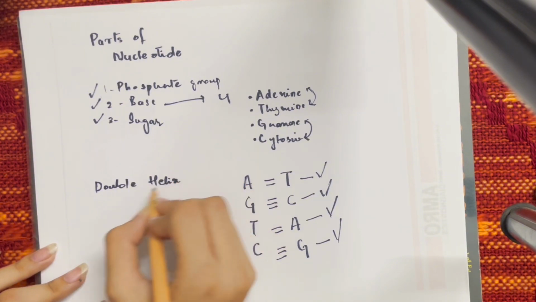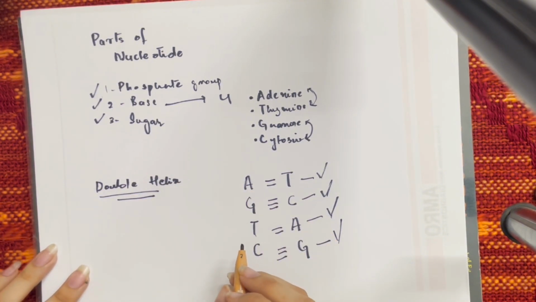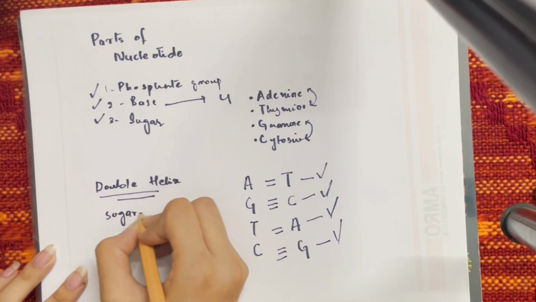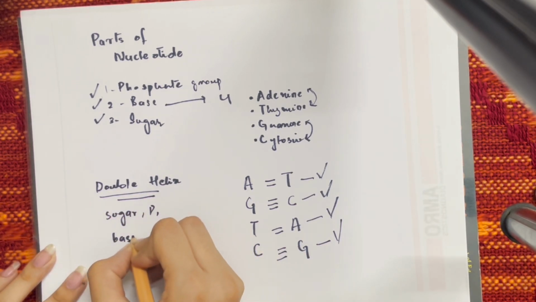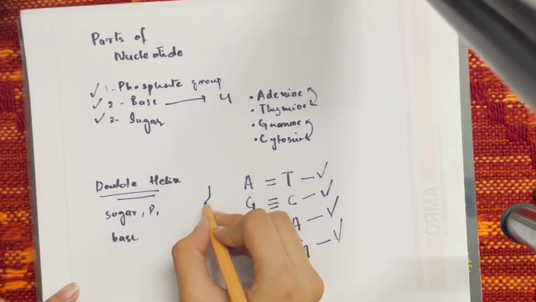Alright, so in the double helix structure, these nitrogenous bases are connected to each other by the group that includes the sugar, phosphate, and these bases. These bases include adenine, guanine, cytosine, and thymine. It looks like a spiral, ladder-shaped structure. Let me draw it for you.